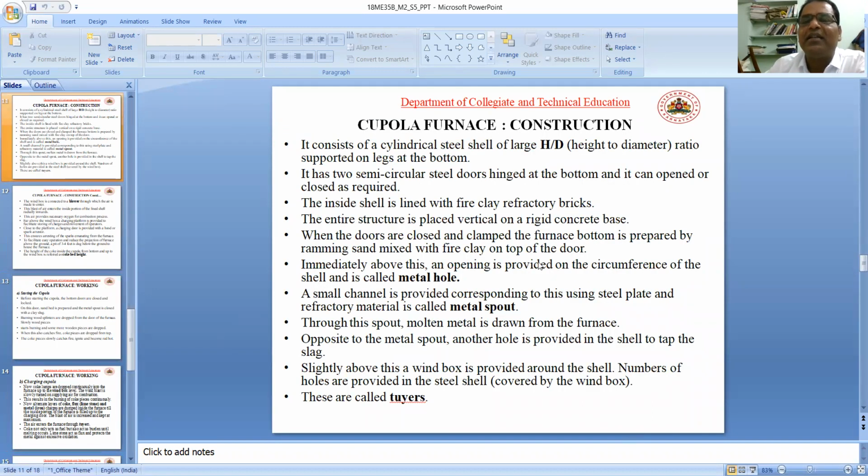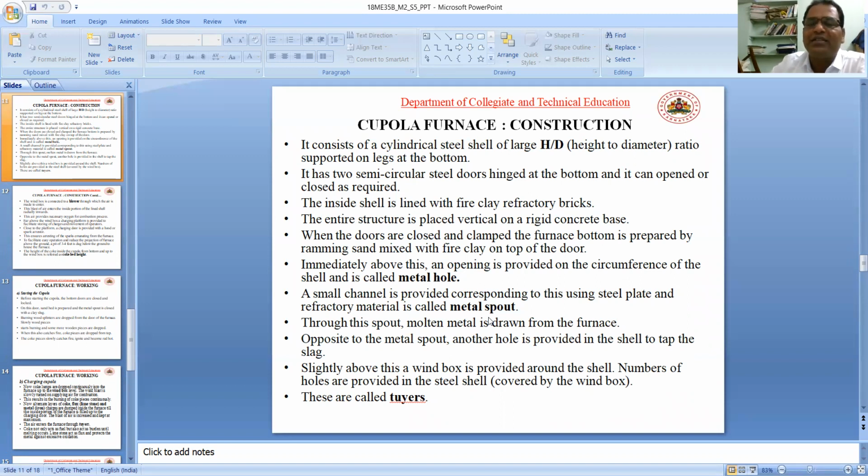It consists of a cylindrical shell of large H by D, that is height to diameter ratio, supported on legs at the bottom. It has two semicircular steel doors hinged at the bottom, which can be opened or closed as required. The inside of the shell is lined with fire clay refractory bricks for heat absorption. The entire structure is placed vertically on a rigid concrete base. When the doors are closed and clamped, the furnace bottom is prepared by ramming sand mixed with fire clay on the top of the doors.